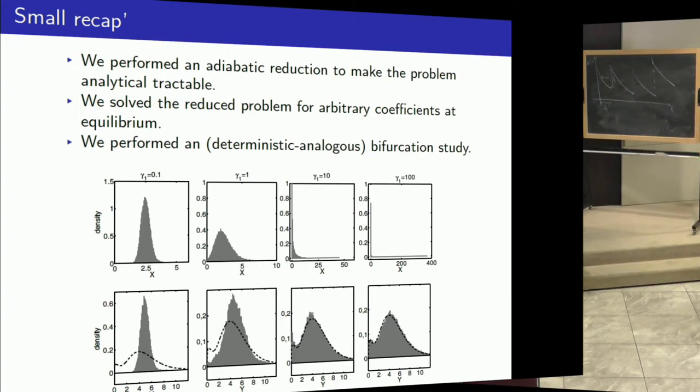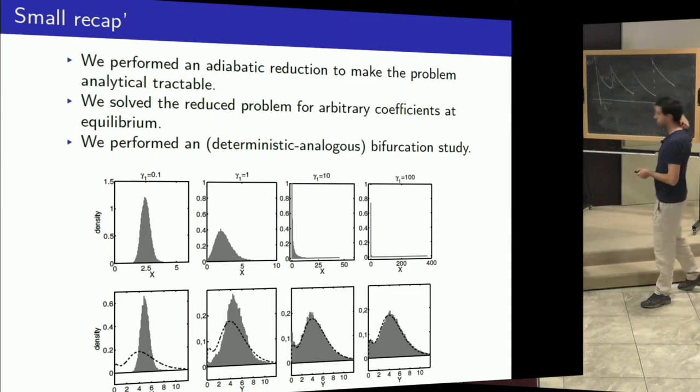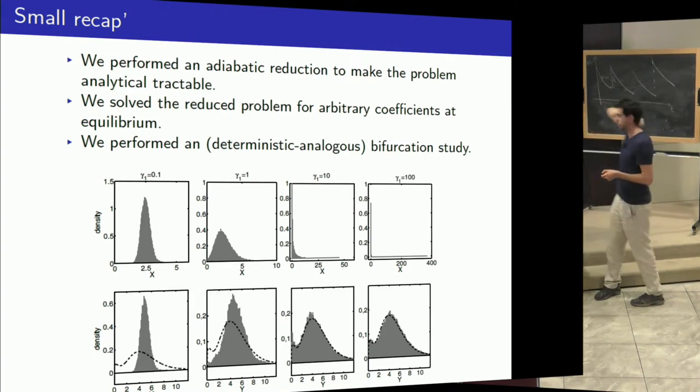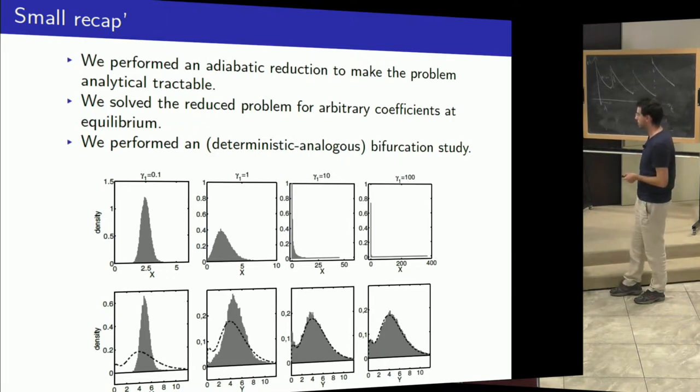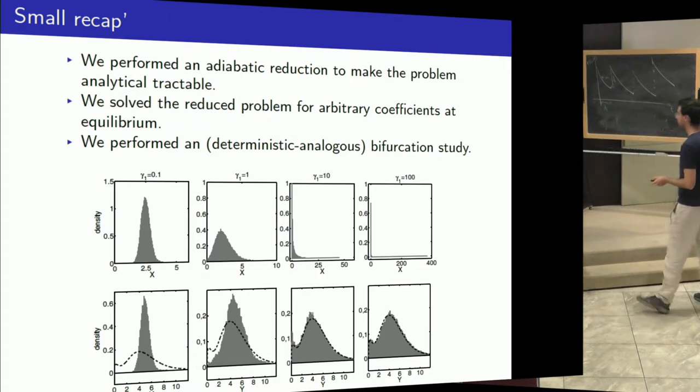So a small recap before going to a little bit of statistics. We did a reduction, so I call it an adiabatic reduction because there's a slow variable, fast variable, of a three-dimensional model. We get a reduced model, we could solve it at equilibrium, and we could do a deterministic analogous bifurcation study looking at the mode of the stationary distribution. And this is just a numerical simulation of the full model, and if you go to the limit of a fast variable, the dotted line is the predicted asymptotics of the reduced model, and indeed it agrees with the simulation.